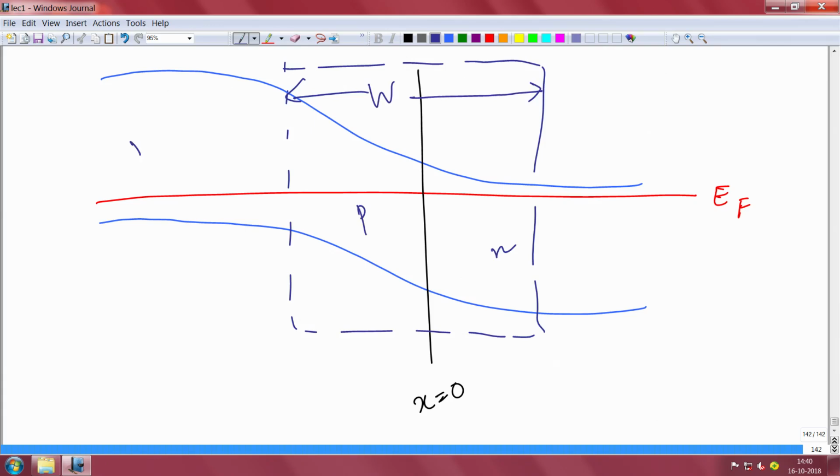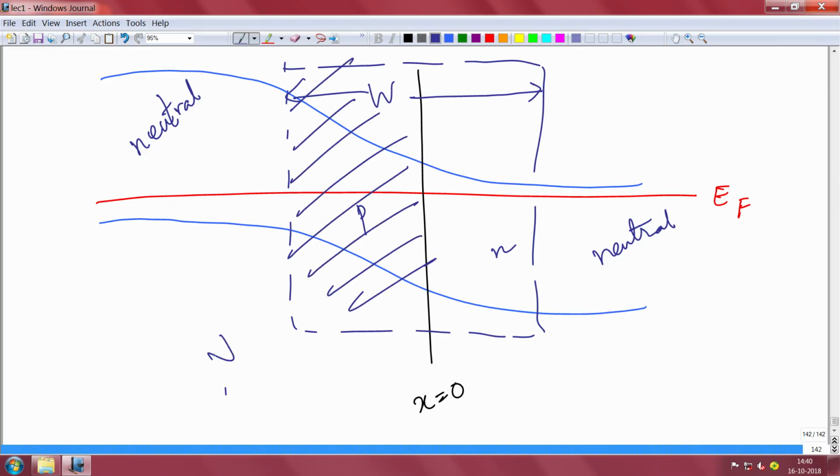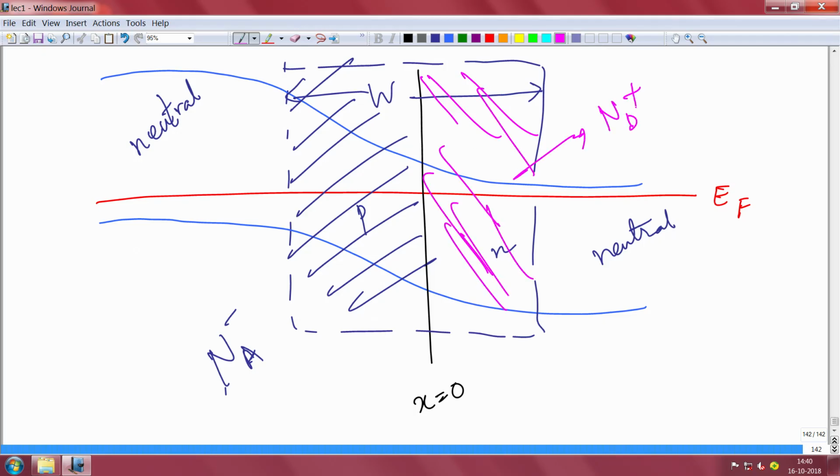Of course, these regions are neutral. There is no field here and everything is neutral there. This is also a neutral region. Only here there is a field, right? So some depletion has extended to the N side, some depletion has extended to the P side. Whatever has extended to the P side has your negatively charged ionized acceptors, and whatever you have depleted on the N side, you have positively charged donor ions. So essentially that is what has happened. This is the positively charged donor side and this is the negatively charged acceptor side.